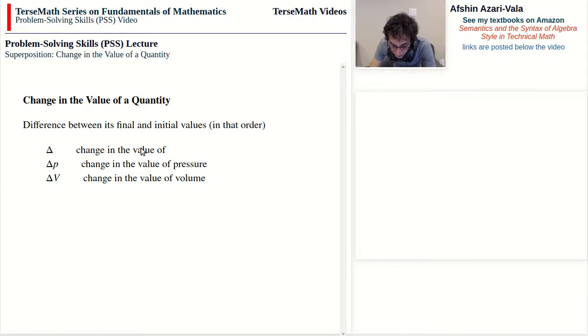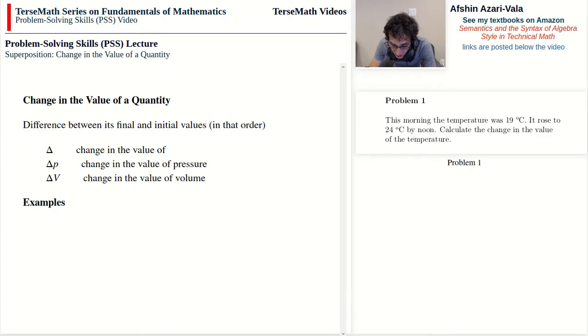All right, as an example of how this works, let's take a look at problem number one. On the right side, you can see the problem. It says that this morning the temperature was 19 degrees Celsius. It rose to 24 degrees Celsius by noon. Calculate the change in the value of the temperature. All right, so we're going to present an algebraic solution for this, with delta T representing the change in the value of temperature in degrees Celsius.